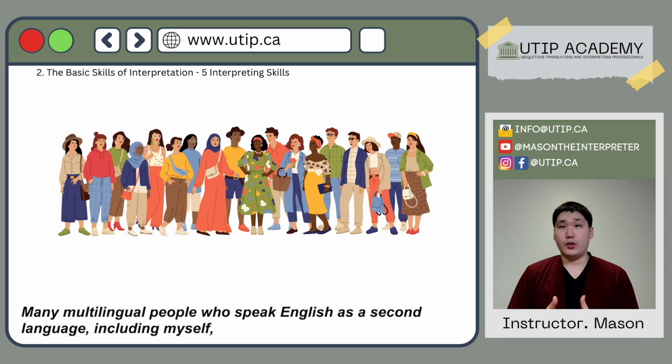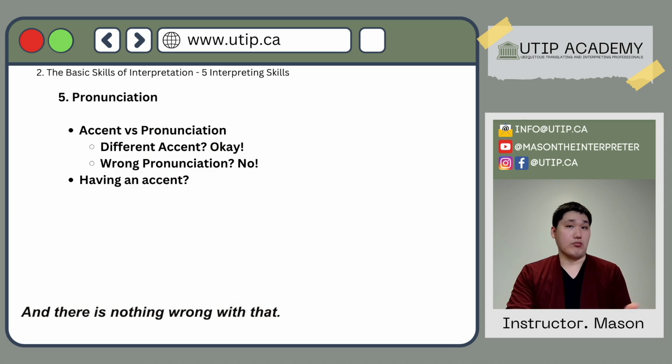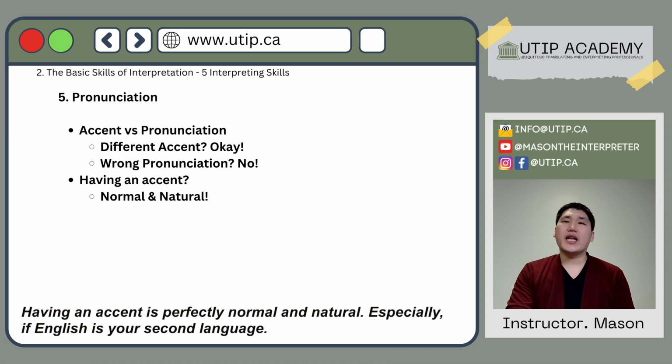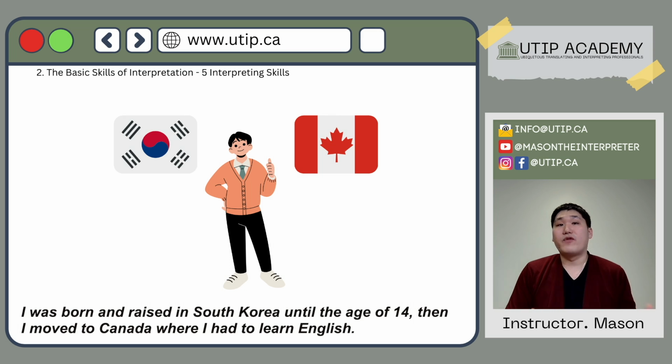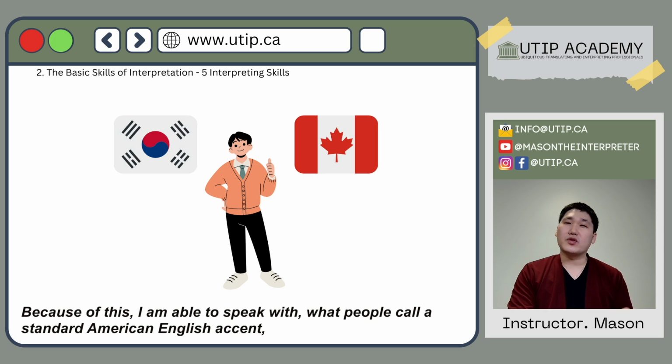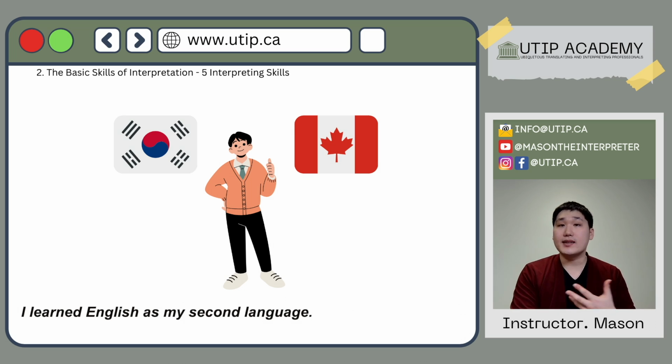Many multilingual people who speak English as a second language, including myself, may not speak with an American or British English accent. And there's nothing wrong with that. Having an accent is perfectly normal and natural, especially if English is your second language. I was born and raised in South Korea until the age of 14. Then I moved to Canada where I had to learn English. Because of this, I am able to speak with what people call a standard American English accent, but my Korean accent is definitely still there when I say certain things, and I still mispronounce words all the time because I learned English as my second language.